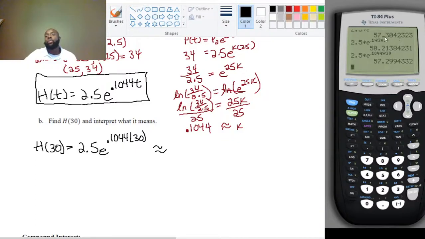All right, so when we use the answer feature, we got 57.304. When we use the 0.1044 rounded to 4 decimal places, we basically get that same number, right? And so what I recommend is that when you do these problems, definitely use the answer feature or try to round it to as many decimal places as possible. Sometimes 4 and 5 decimal places is good enough, right? So if I look there, that was approximately 57.3.